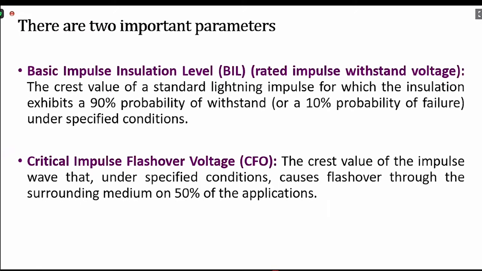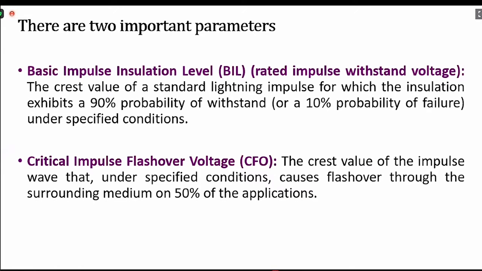Now, when we talk about MV and HV line protection, there are two important parameters we have to know. I'm sure that if you're high voltage engineers, you know this very well: the BIL and CFO. BIL is the 90% probability of withstanding an impulse by an insulator. Most insulation materials are specified in terms of BIL. But when it comes to lightning protection and insulator performance, we use CFO, critical impulse flashover voltage, more than the BIL. That is the 50% probability of an insulator getting surface arcing when you apply a certain voltage impulse.